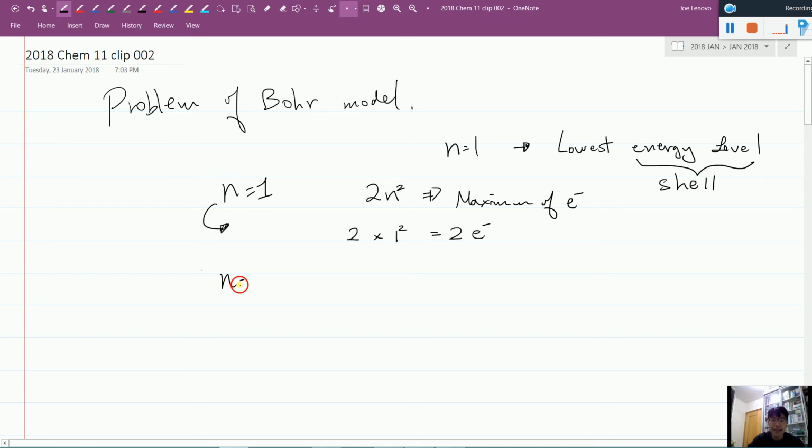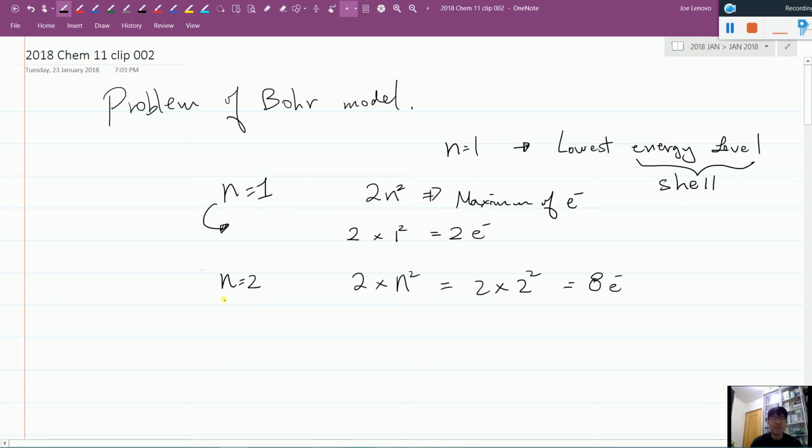When n equals 2, there would be a different calculation. 2 times n squared means 2 times 2 squared. As you should know, 2 squared is 4, and 2 times 4 is 8. So the second energy level can accommodate a maximum of 8 electrons. And so on and so on. You should have done this exercise. I'd like to see a little bit of your calculations later on.